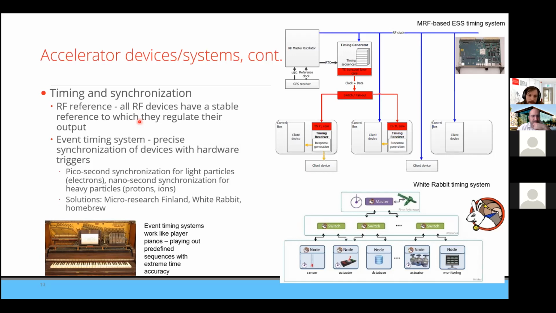And then all the devices take from this stable reference, to which they regulate their output. And the other type of timing and synchronization system is the event timing system, which is basically a precise synchronization of devices with hardware triggers.